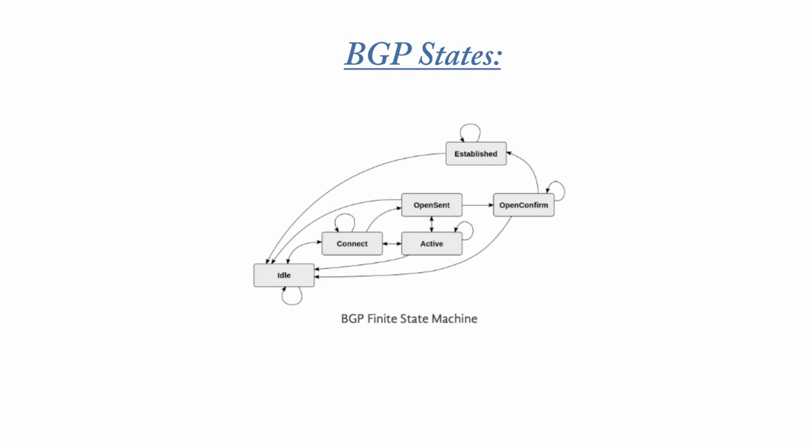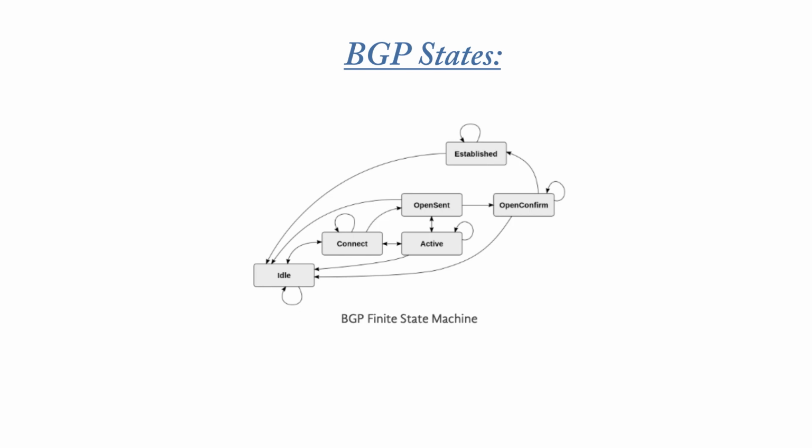Okay, the first state is idle state. Idle state is where BGP waits for a TCP connection from a peer. Once the TCP connection, the three-way handshake, is formed, it moves to connect state. Once the TCP handshake is formed, it moves to open send state.